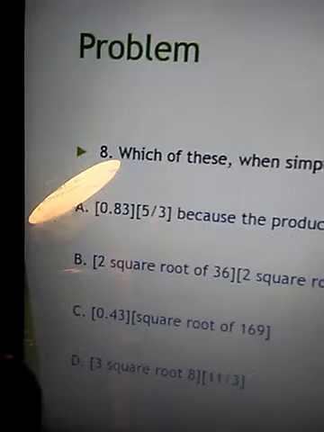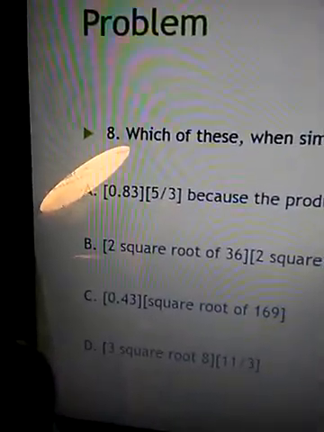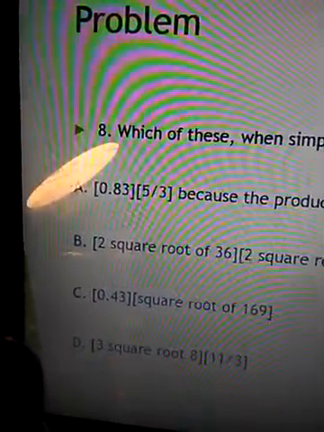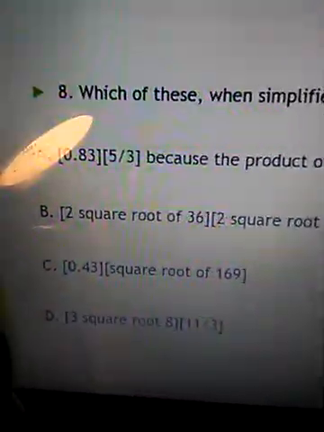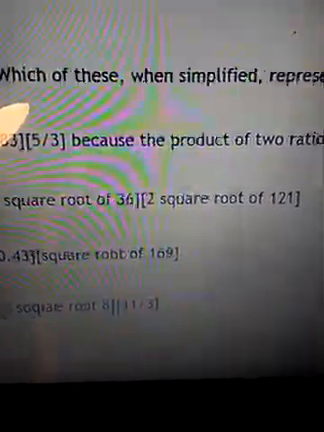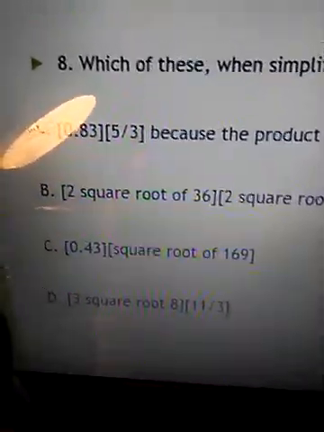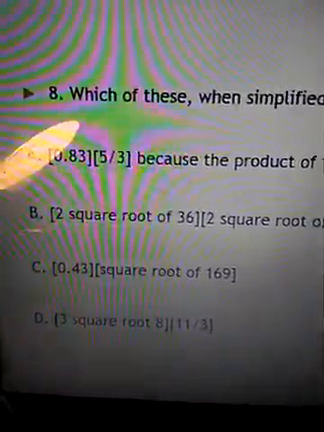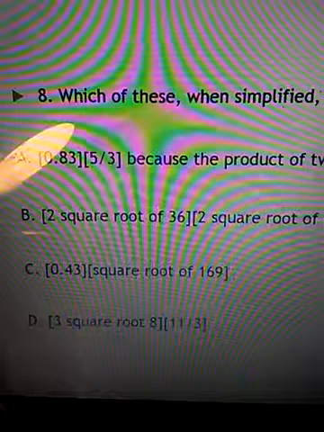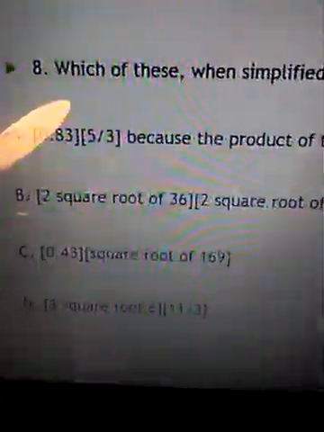Remember, we have to multiply these two, 0.83 repeating and 5 over 3, along with these others: 2 square root of 36 times 2 square root of 121, 0.43 repeating times the square root of 169, and 3 square root of 8 times 11 over 3.